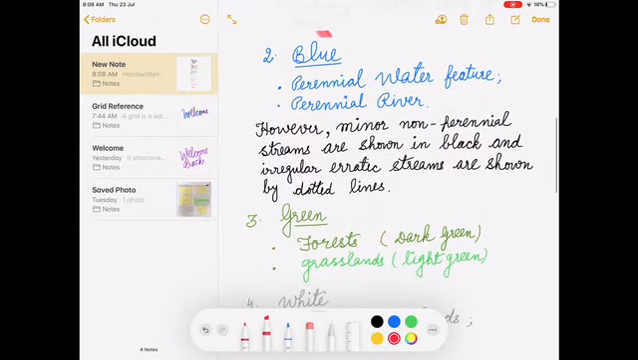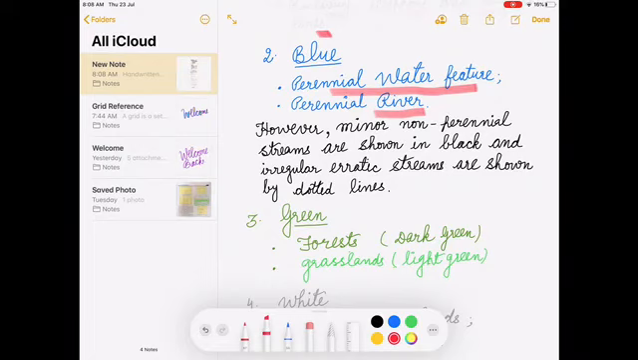Next is, what is the importance of the blue color on a topographical map? Any perennial water feature that you will see, a perennial lined well, or a perennial river, is marked with the blue color, children. Any minor feature like the non-perennial streams are marked with the black color. Irregular erratic streams are also marked with black color or dotted lines, but only the perennial water feature is marked with the help of the blue color.